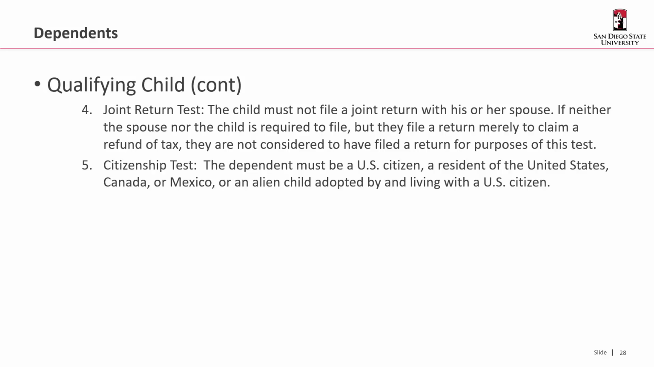The citizenship test says the dependent must be a U.S. citizen, a resident of the United States, and that's a tax resident of the United States, not a citizen, right? That's why those are distinct definitions. So must be a resident of the U.S., Canada, or Mexico, or an alien child adopted by and living with a U.S. citizen. So that's in that period of time by which the alien child's been adopted but hasn't quite achieved citizenship. They can still meet the citizenship test.